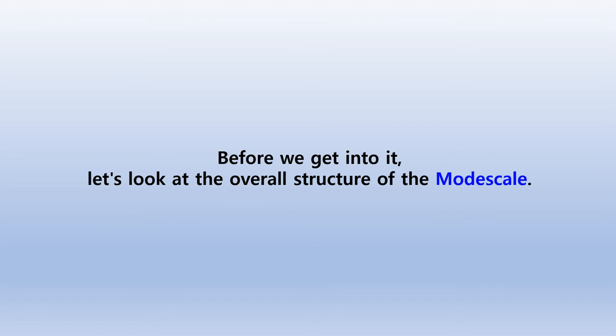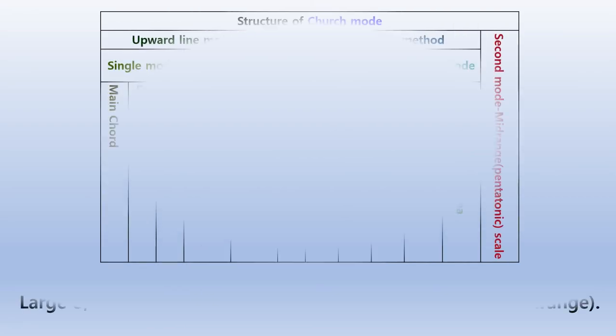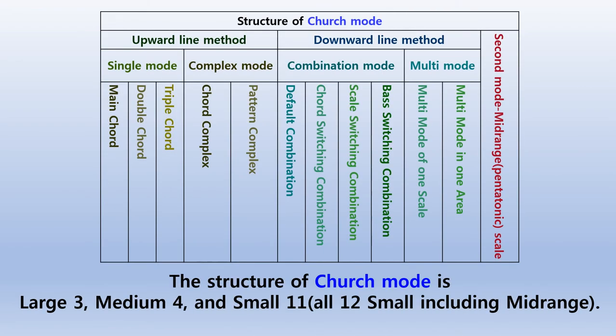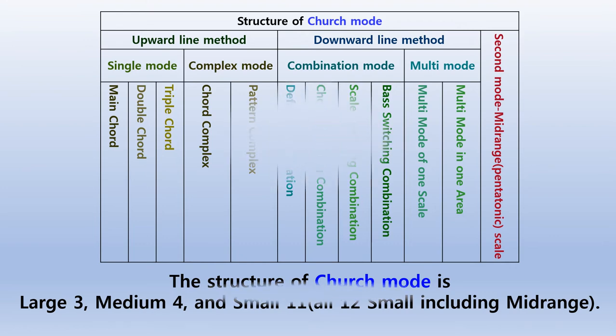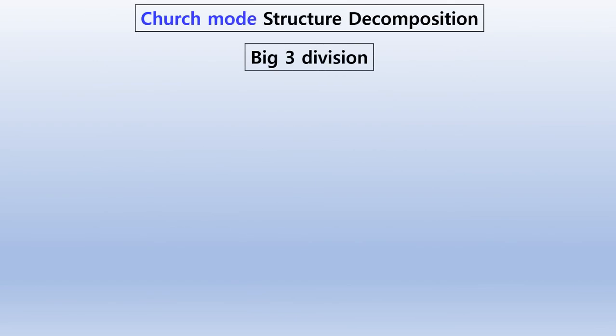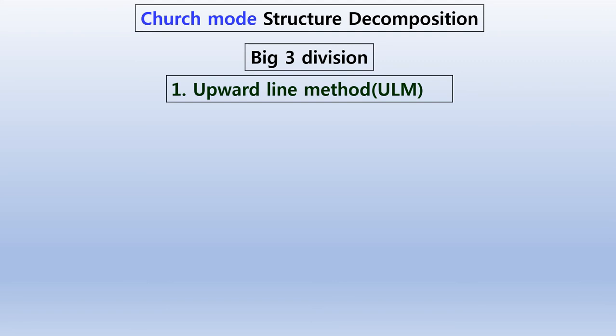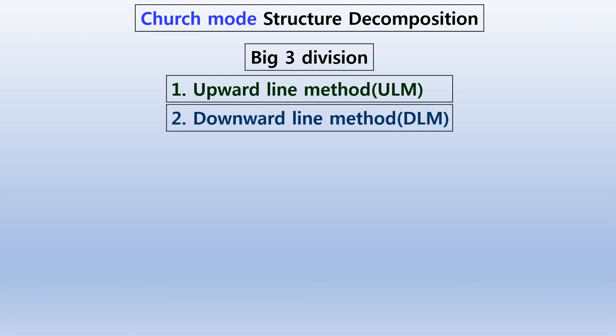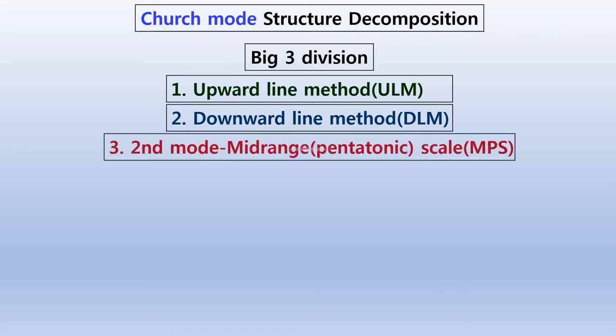Before we get into it, let's look at the overall structure of the mode scale. The structure of church mode is large 3, medium 4, and small 11, all 12 small including mid-range. The three major divisions of church mode are 1. Upward line method, ULM. 2. Downward line method, DLM. 3. Second mode mid-range, pentatonic, scale, MPS.